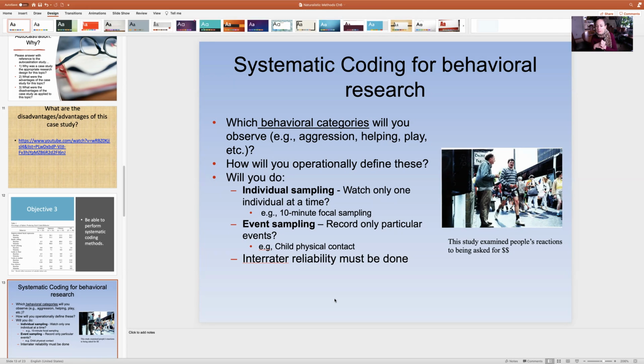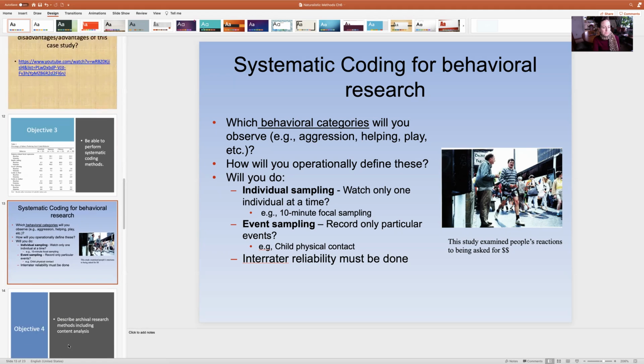For example, the study depicted in the picture is examining people's reactions to being asked for money. The guy on the left is asking the guy on the right for money, and they're recording that person's reaction. But of course, they had to develop some behavioral categories to do that. Now, in observational research, we always have to do inter-rater reliability to make sure that the coding scheme is a reliable one. So we would have 2 people watch and record the interaction and make sure that they were scoring it the same way.